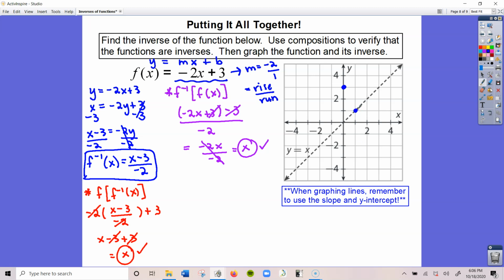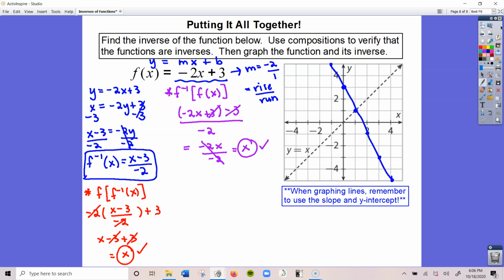And what I like to do, just because I can't really draw straight lines, I'm really bad at it, I just kind of follow that same pattern until I get to the edge of my graph. So that way I can have a really nice line. This is my function.